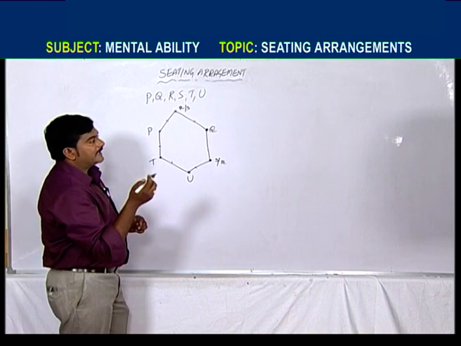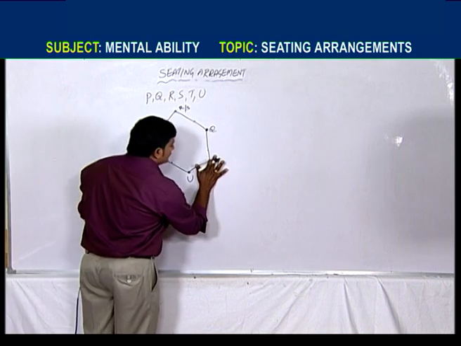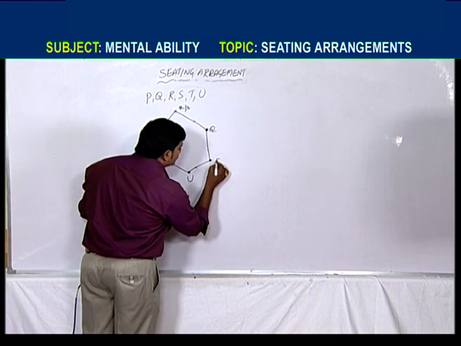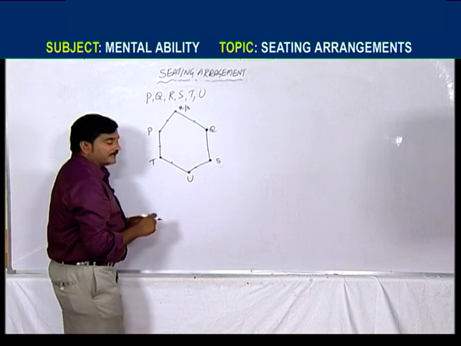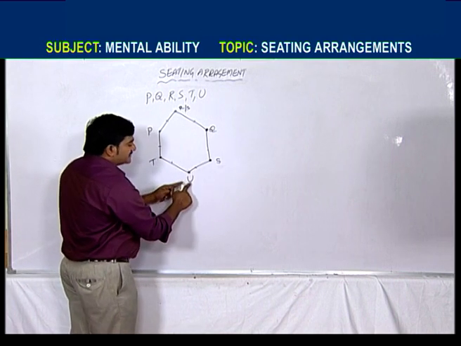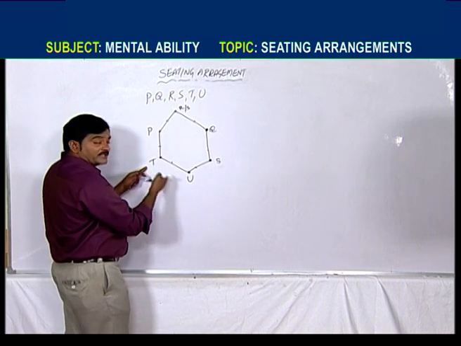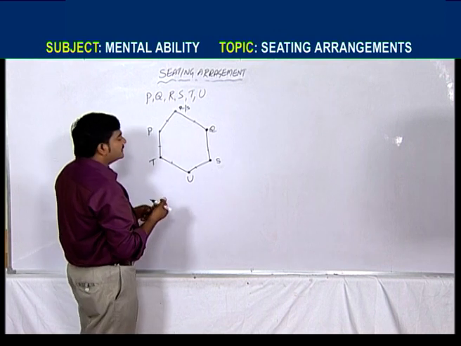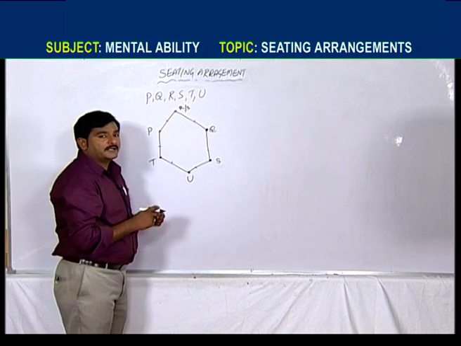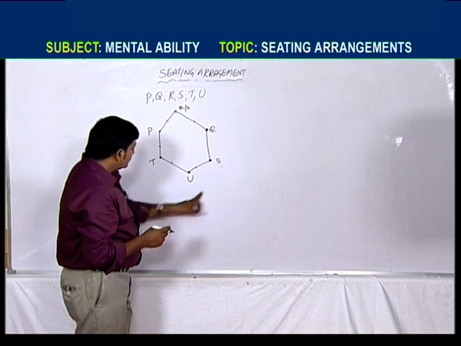Who should be in the second position to the left of S? T should be. So this position must be whose position? S's position. Observe here, S is facing towards the center. This is first left to S, this is second left to S. So who is sitting second left to S? T is sitting. It's very clear. Hence T is second to the left of S.